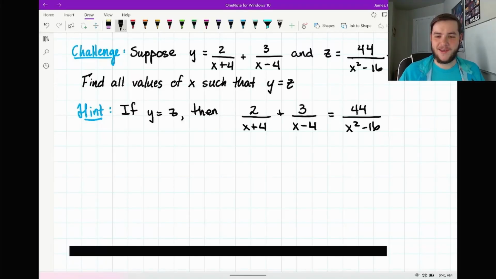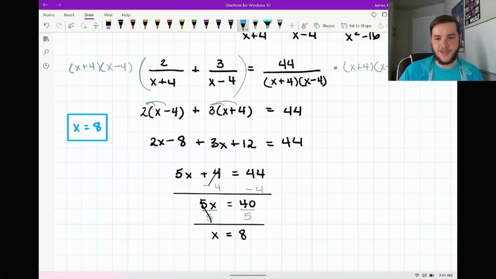Ready for the hint? If y is equal to z, then it must be that this expression for y is equal to this expression for z. In other words, 2 over x plus 4 plus 3 over x minus 4 has to equal 44 over x squared minus 16. See if you can take it from here now that it looks more like the problems we've been solving in this video.